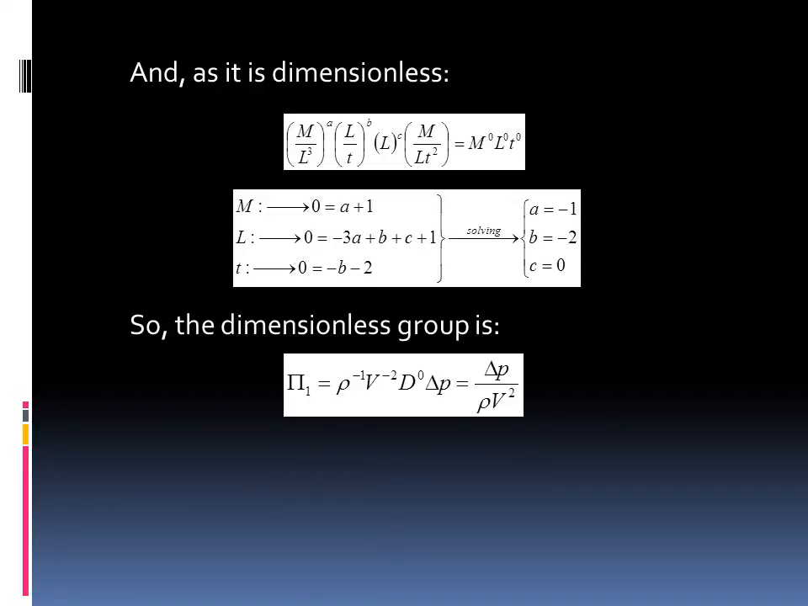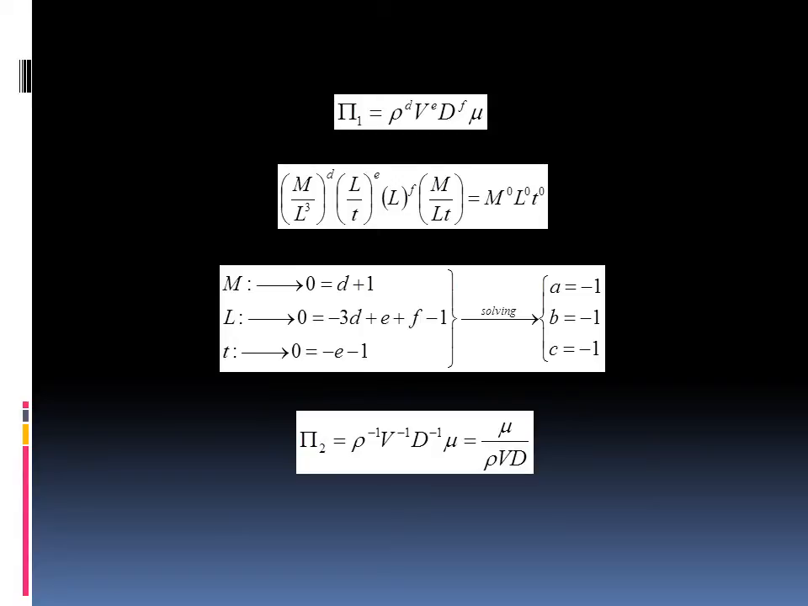And, as it is dimensionless, it must satisfy the next equations. Thus, the dimensionless group is the next one. Congratulations! You just obtained your first dimensionless parameter. Now, it's just a matter of obtaining the rest of them.